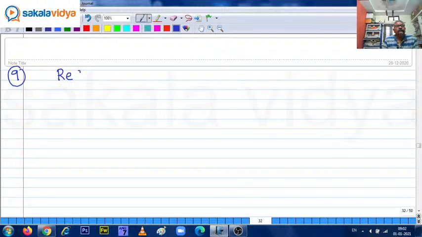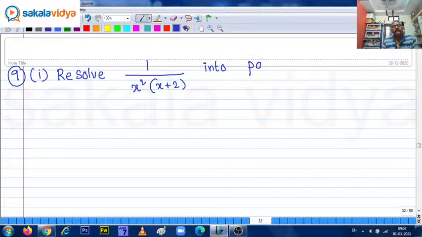Resolve 1 upon x square into (x plus 2) into partial fractions. This is the question. Partial fractions. Please note down all of you in your respective notes. I think you are ready with the notes.